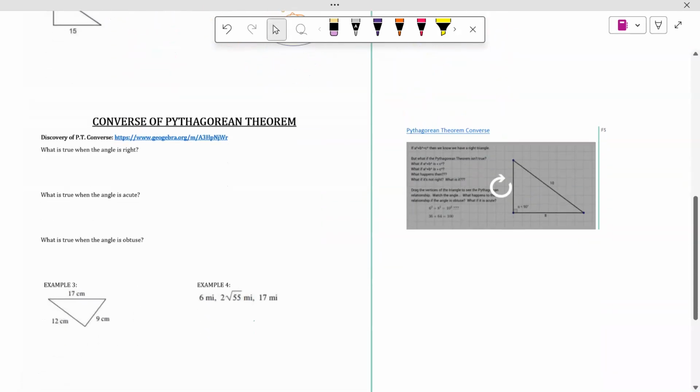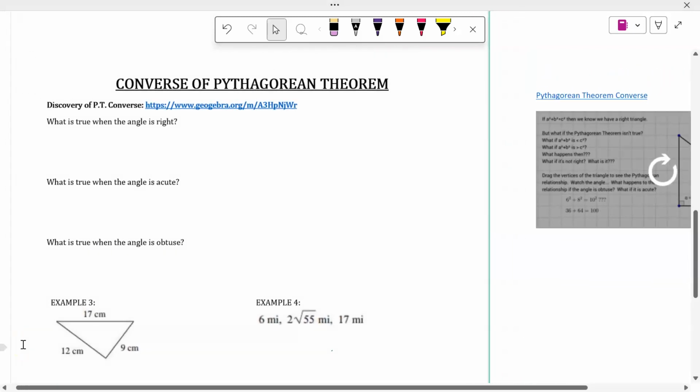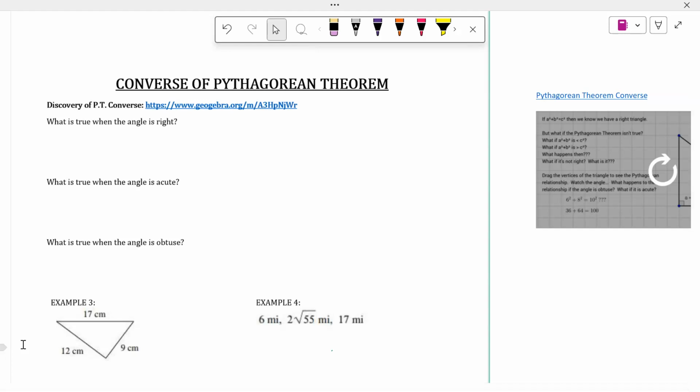All right, hope you got a chance to try the you try problem. For the sake of time, I'm going to keep going. The converse of the Pythagorean theorem is what we're going to talk about next. It is essentially using the Pythagorean theorem backwards in order to determine whether a triangle is a right triangle, whether it's acute, or whether it's obtuse.